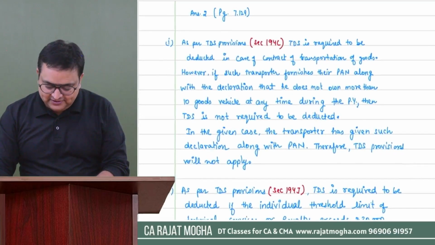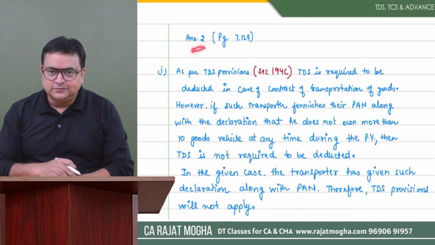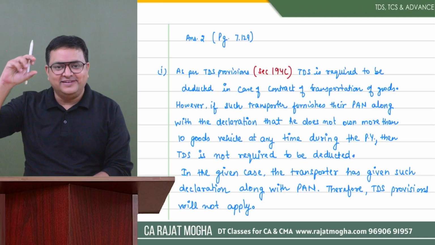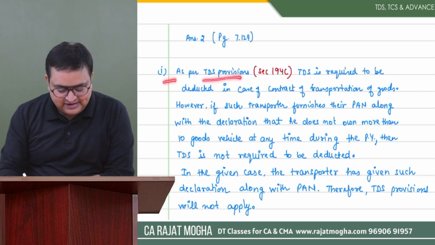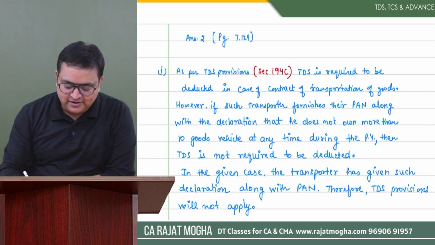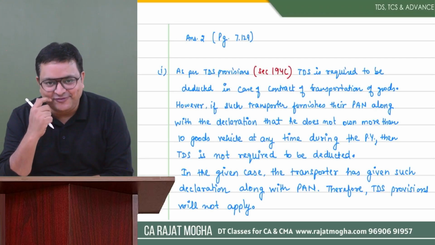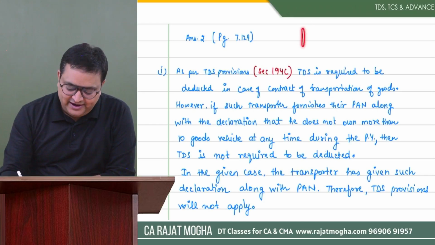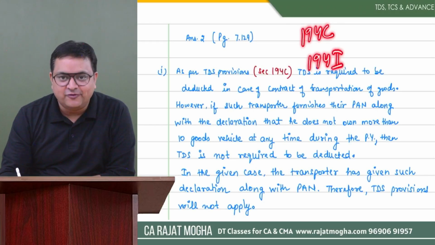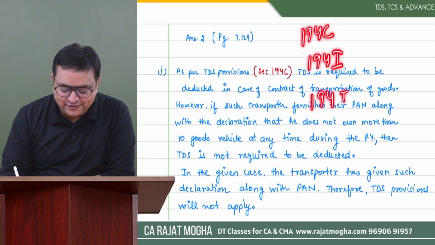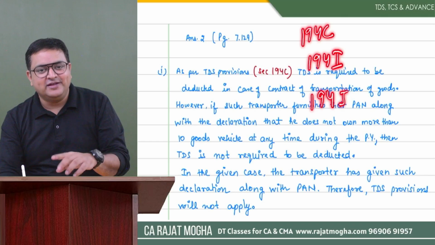Okay, I think you have done this. See, answer 2. Always write the answer number at the top. As per the TDS provisions, if you remember the section number, put the section number. I believe you are now able to remember: 194C for contract, 194I for rent, 194J for technical services, professional services, director fees, non-competing fees, royalty.